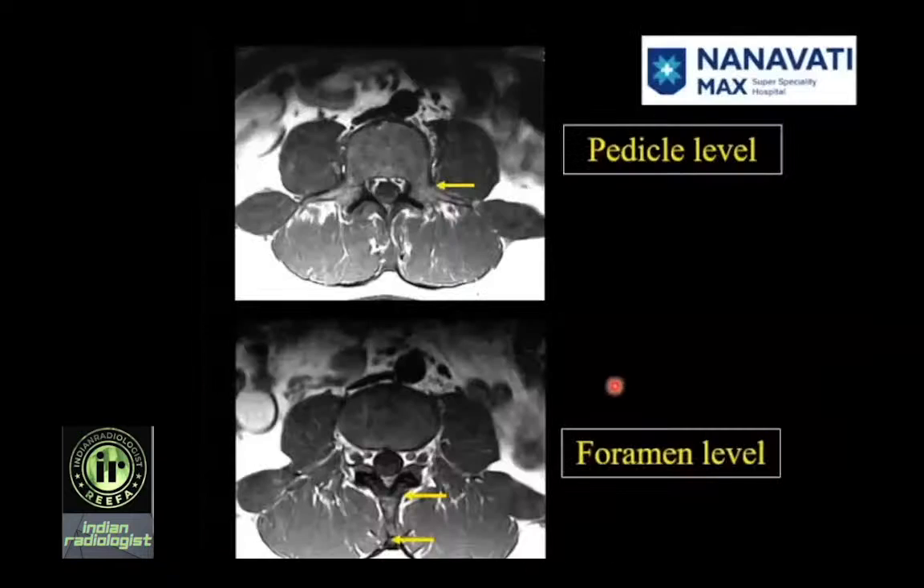Looking at pedicular and foraminal level, at pedicular level you have vertebral body. This is L4 vertebra again, pedicle, transverse process, mammillary process. This is part of superior articular facet of L4. This is part of inferior articular facet of L3. This is the spinous process, thecal sac. These are the traversing nerve roots.